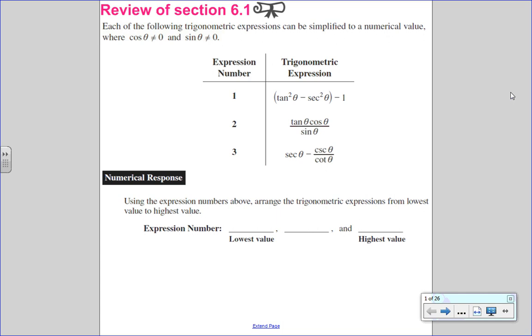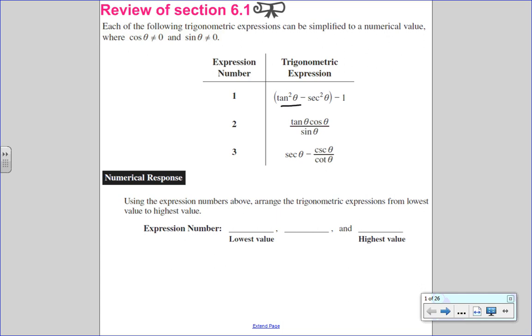Before I cover 6.2, I want to review 6.1 by going through some diploma examples. In the first diploma example, where cos can't be 0 and sine can't be 0, we have three different trig expressions, and they each simplify to a single numeric value. We want to put those trig expressions in order from smallest to biggest.